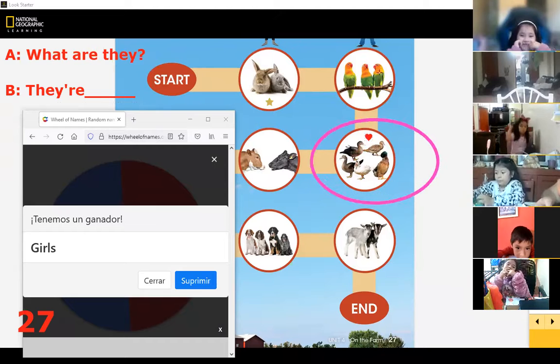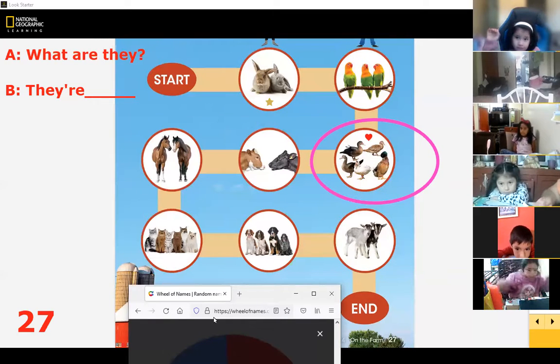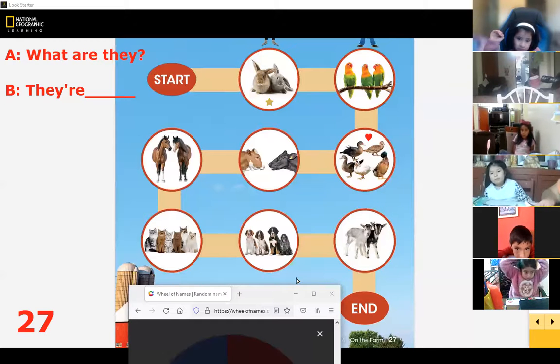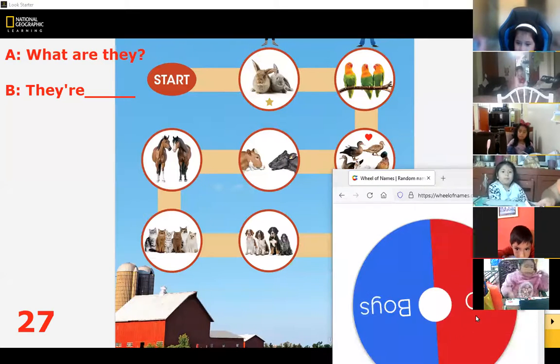What are they, Lucero? They are ducks. Oh, that's right. They are ducks. Quack, quack. Right? Now, let's continue. Let's spin.